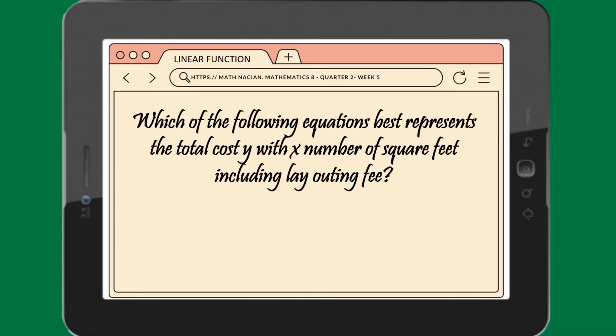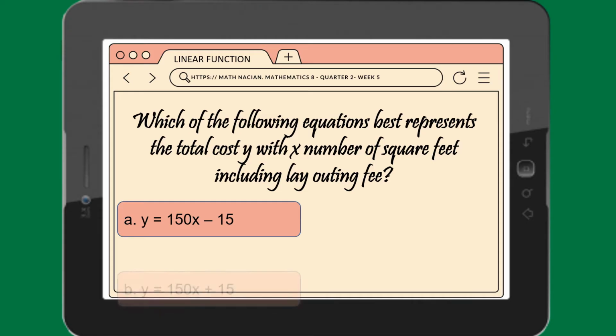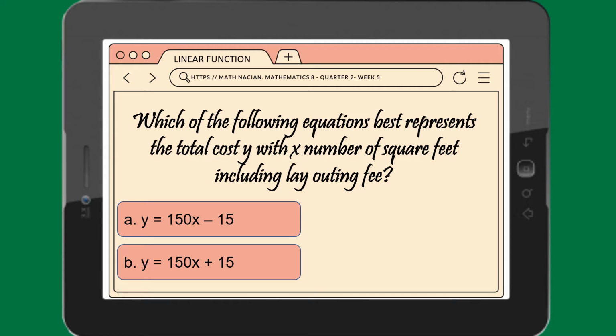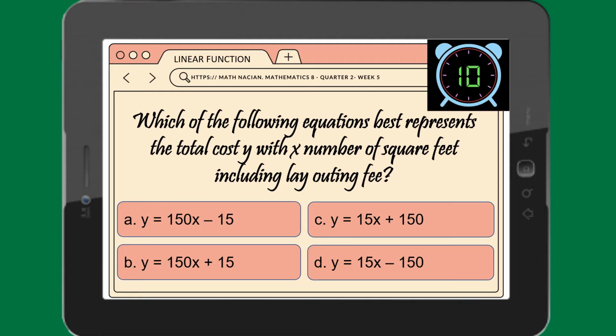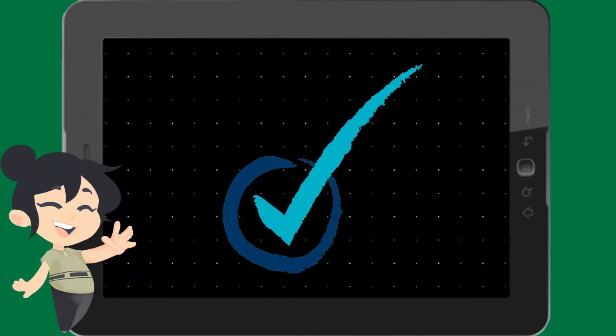Now for the third question, which of the following equations best represents the total cost y with x number of square feet including layouting fee? A. We have y is equal to 150x minus 15. B. We have y is equal to 150x plus 15. C. We have y is equal to 15x plus 150. Or letter D, we have y is equal to 15x minus 150. You were given 10 seconds. Okay, learners, time is up. If you answered letter C, you are correct. Very good.